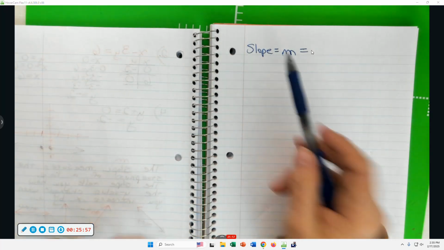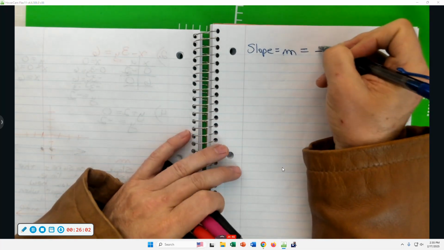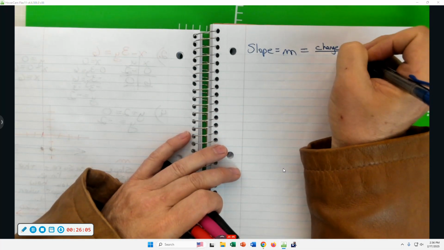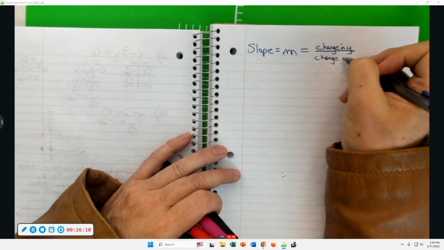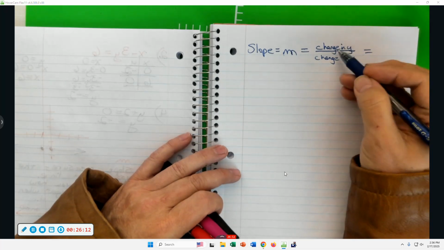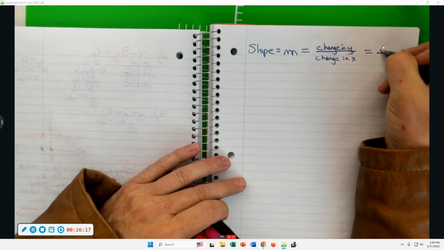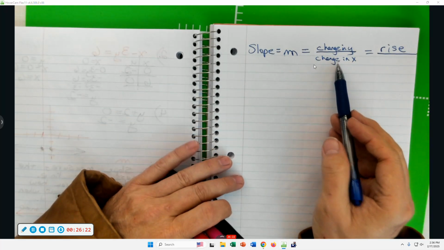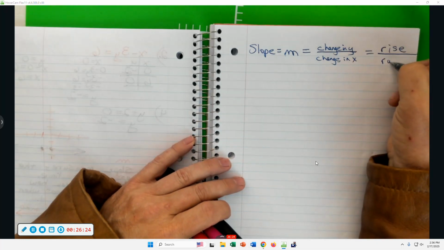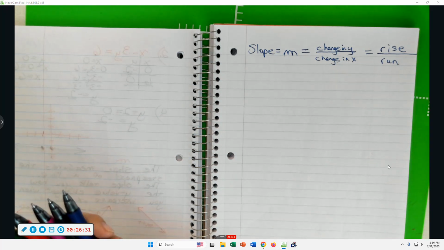Geometrically, we can say that slope is equal to the change in y over the change in x. And that change in y geometrically is referred to as the rise of the line. The change in x values is referred to as the horizontal run. So you'll hear people saying slope is equal to rise over run.